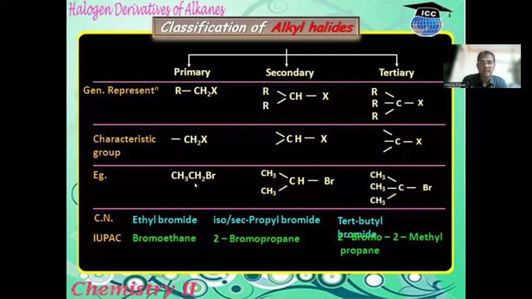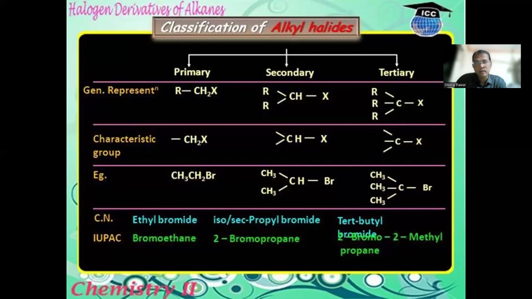Example: this is ethyl bromide, this is isopropyl bromide, and this is tertiary butyl bromide. You can name them by IUPAC rule. It's bromoethane, it's 2-bromopropane, and the last one is 2-bromo-2-methylpropane. So this is about the classification of alkyl halide.